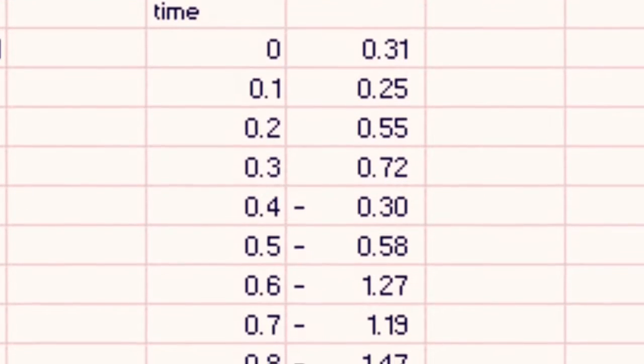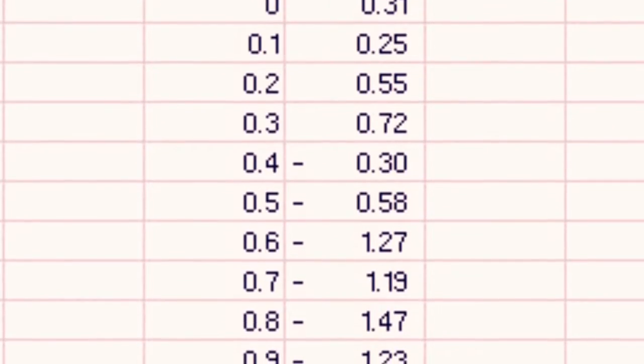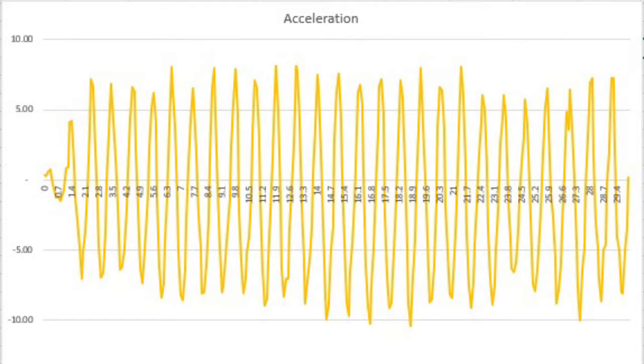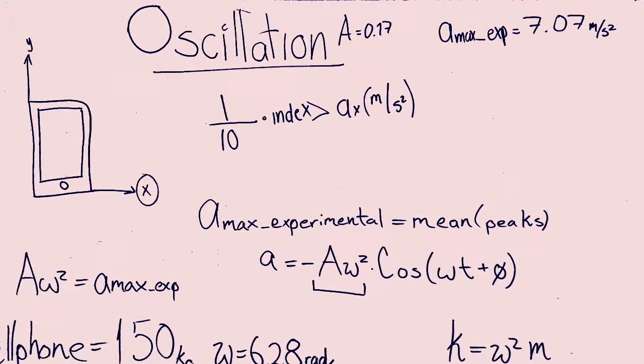Now, to get the graph of acceleration, we will modify our index on our column X. Each 10 index rows give us a second of information, so we will divide the index by 10. By graphing the new information obtained, we will get the graph of acceleration. Now we can proceed to understand the theory behind this.